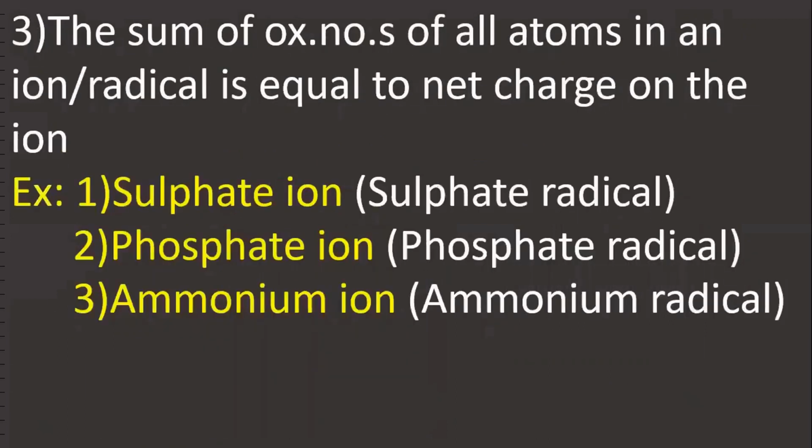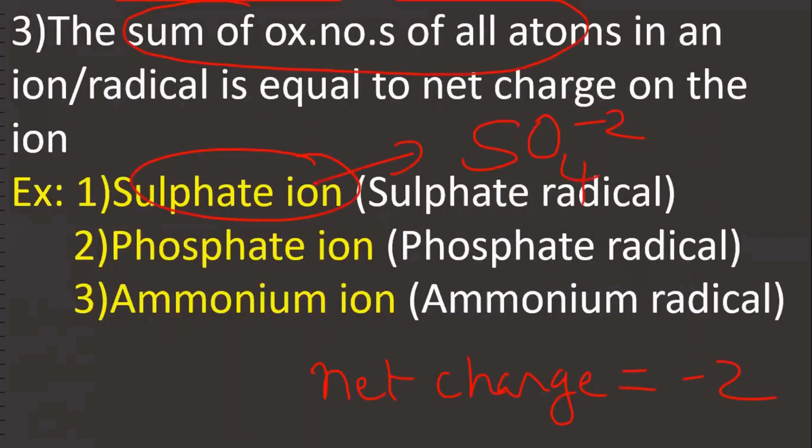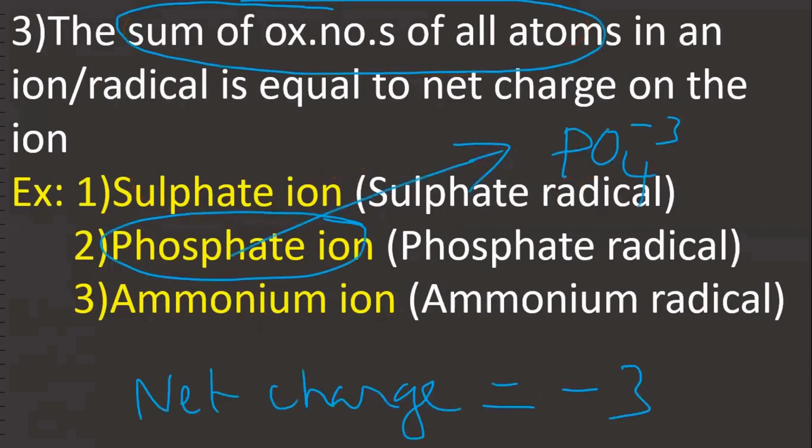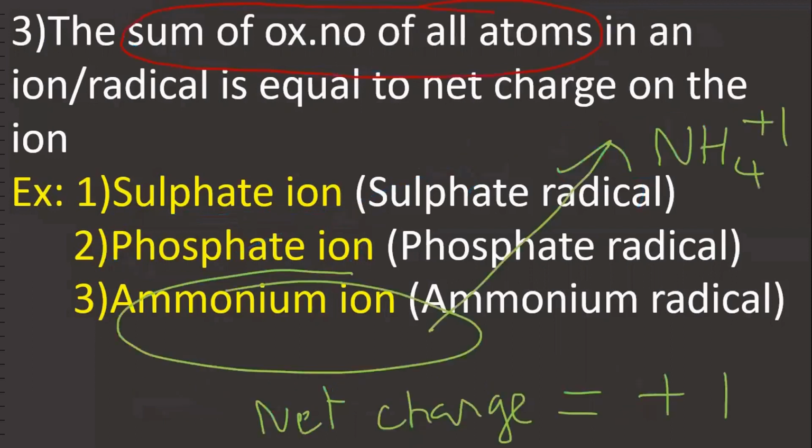Third rule. The sum of oxidation numbers of all atoms in an ion or radical is equal to net charge. So the sum of oxidation numbers, meaning sulfur plus 4 oxygen atoms' oxidation numbers, when you add, is equal to -2. Take phosphate ion, it has charge. Oxidation number of phosphorus plus oxidation numbers of 4 oxygen atoms is equal to -3. Similarly, ammonium ion also, net charge is +1.